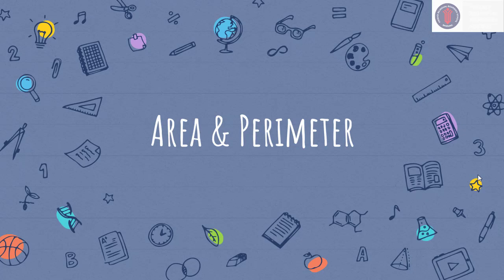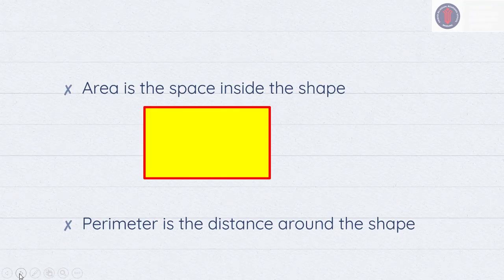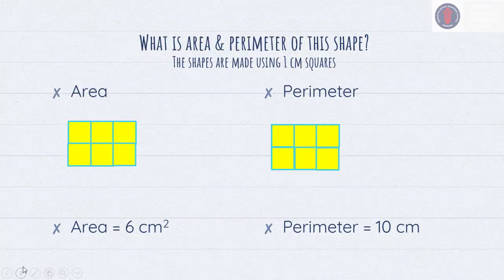Today we will talk about area and perimeter. Let's review a little bit about the area and perimeter that we have learned. Okay, this one. Area is the space inside the shape. So the yellow part is the area and the perimeter is the distance around the shape. So the red line is the perimeter. The area is 6 centimeters square. Don't forget the squares. And for the perimeter, you just need to count the line that is outside the shape, which is 10 centimeters.